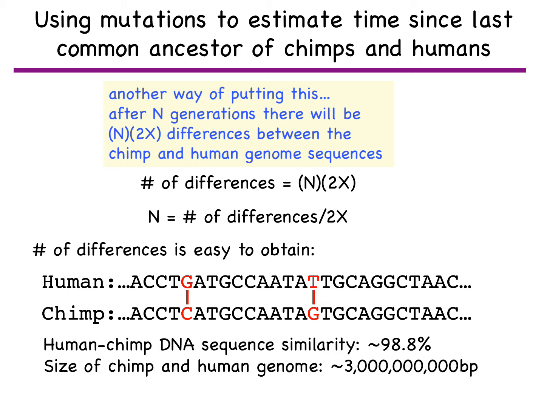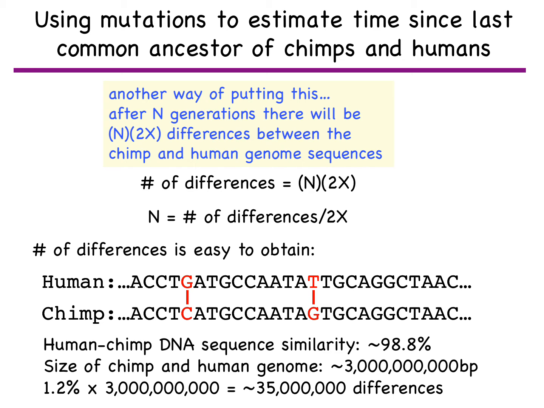So if we want to know the total number of differences between human and chimp, we just take the difference in similarity, which is 1.2%, multiplied by the length of the genome, and that tells us that there are 35 million differences between the human and chimp sequence. So that means over the time since our last common ancestor, in both branches together, we've acquired 35 million mutations that differentiate the two genomes. Okay, so the question is, how do we obtain x, the number of mutations that are acquired from our parents at each generation?